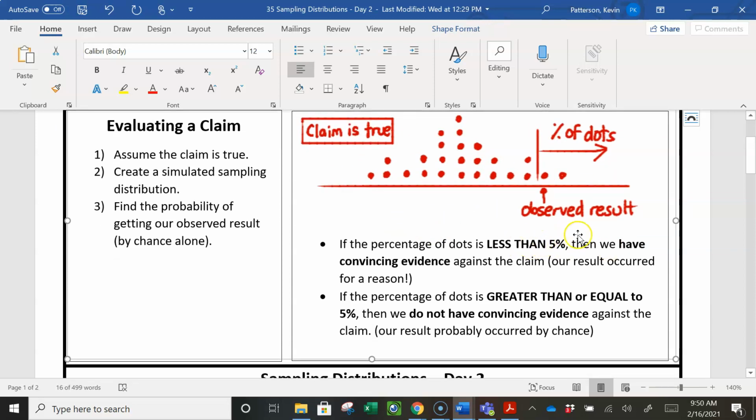And then here's how we interpret. If that percentage is less than 5, like it was in our activity, then we do have convincing evidence against the claim. Our results occurred for a reason. In our activity, the reason was KO did worse. If the percentage of dots is greater than or equal to 5%, then we don't have convincing evidence against the claim. So if that would have happened in our activity, we would have said, you know what, KO probably didn't do worse than us. We just got that sample mean by chance.